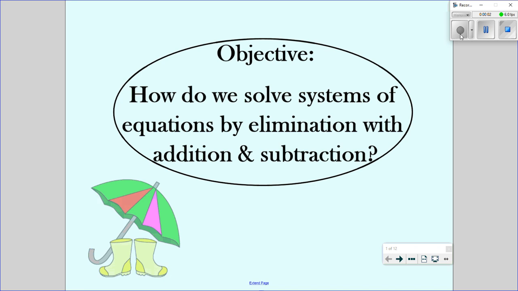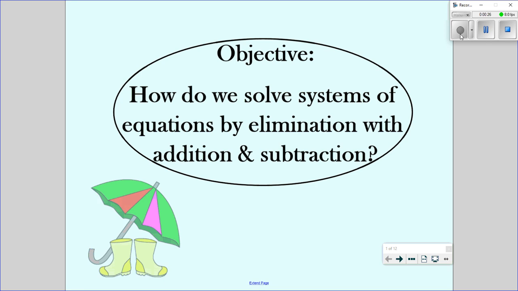Hi, today we're going to continue with solving systems by using elimination. So far you've learned it by using graphing, and also by substitution. So the third way is by elimination. The objective today is how do we solve systems of equations by elimination with addition and subtraction.